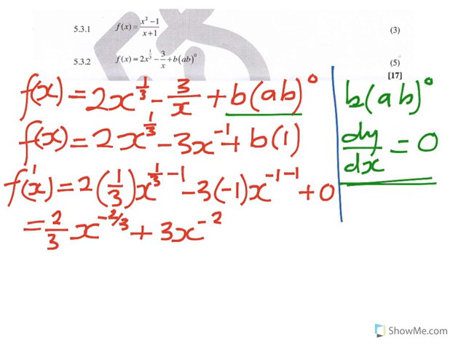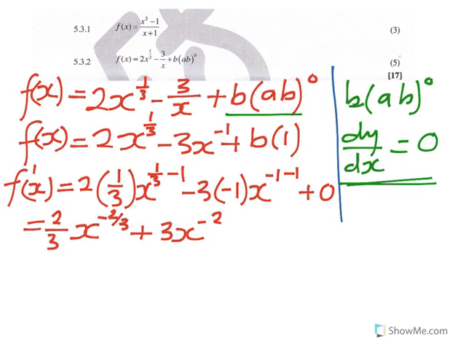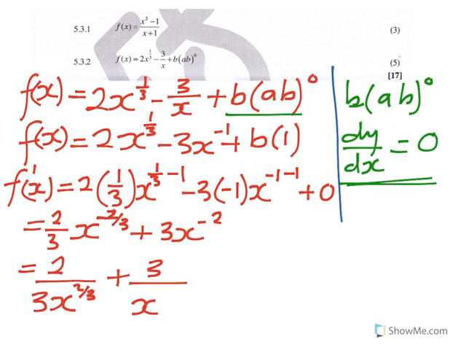Remember it said leave your answer in positive exponents. Let's start by that. We have to change that into positive exponents using laws of exponents. The 2 is on top, it will remain over 3. Because of the negative sign of this exponent of minus 2 over 3, it becomes x to the power 2 over 3. That's how we remove that negative sign. Plus the 3 also is on top over x squared.